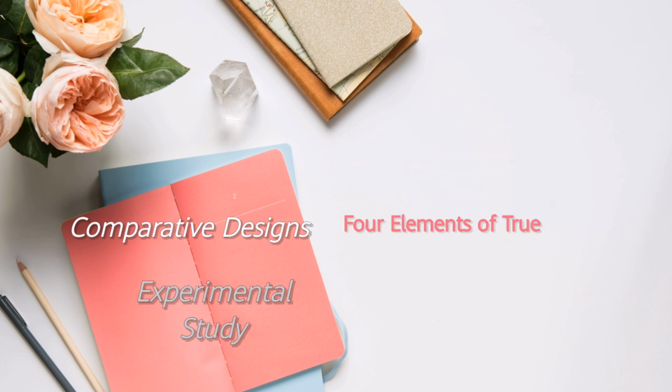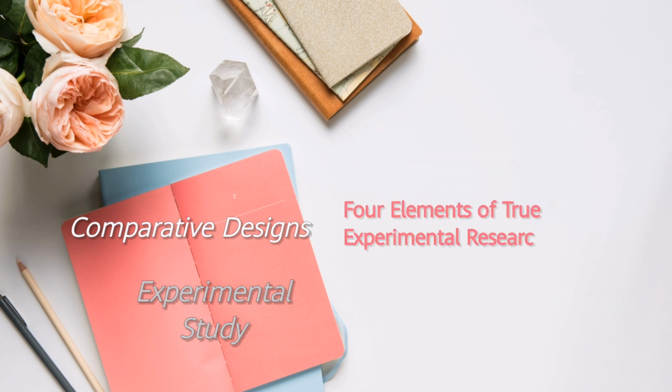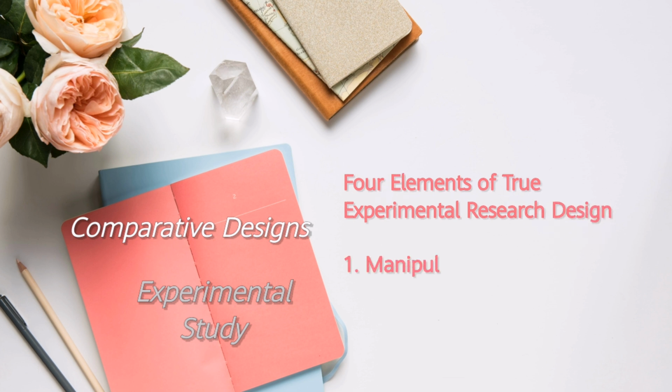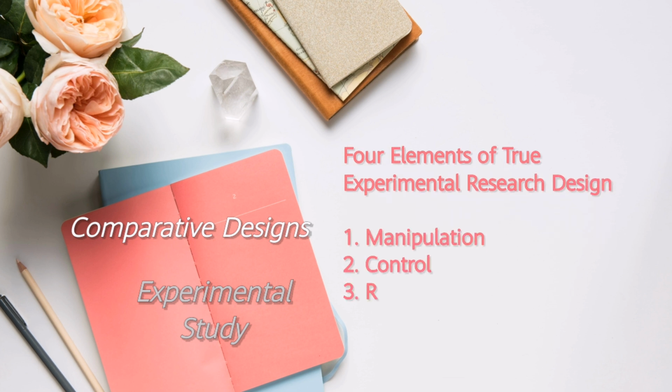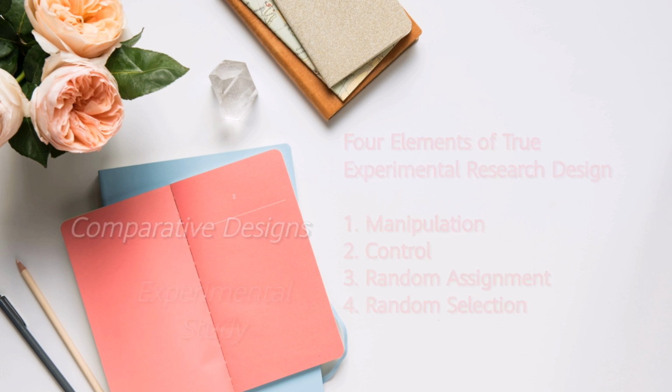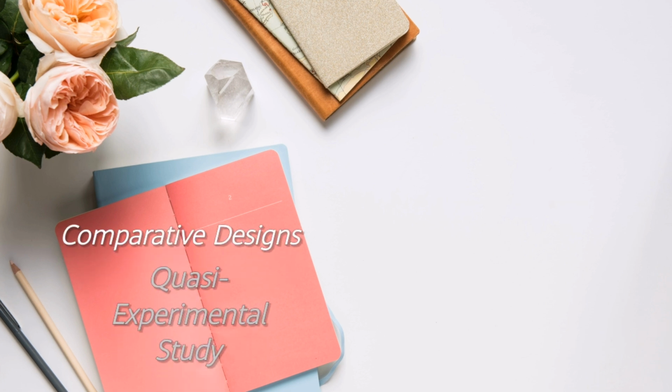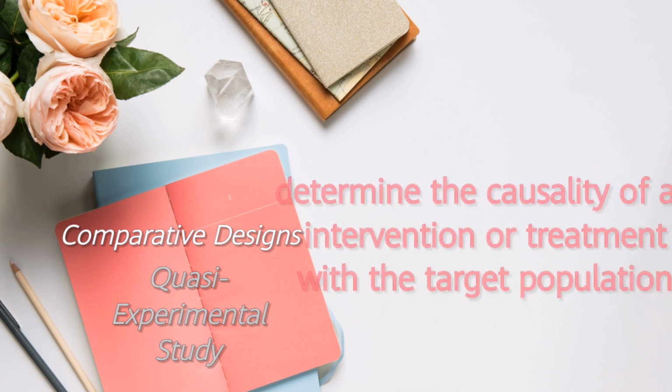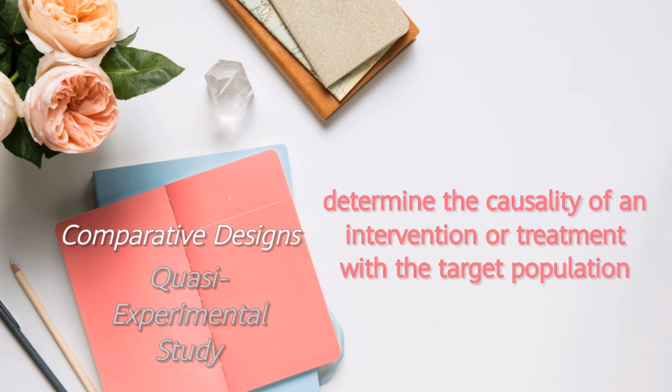But according to Cromwell Aral, there are four elements of true experimental research design. One is manipulation, second is control, we have the random assignment, and lastly, random selection. The next one is quasi-experimental study. This study primarily intends to determine the causality of an intervention or treatment with the target population.